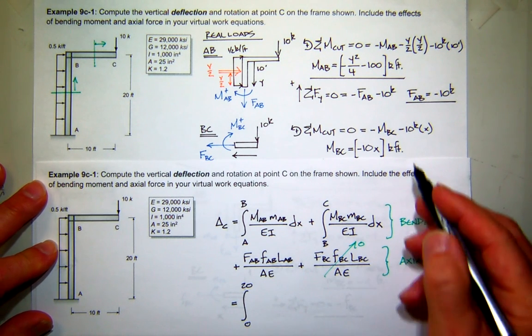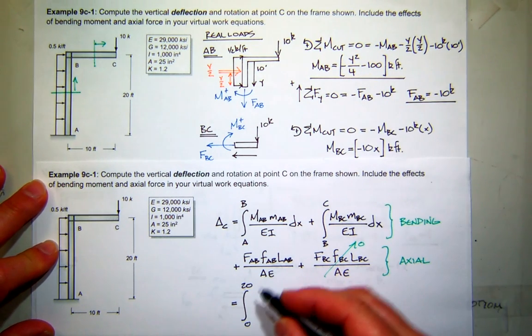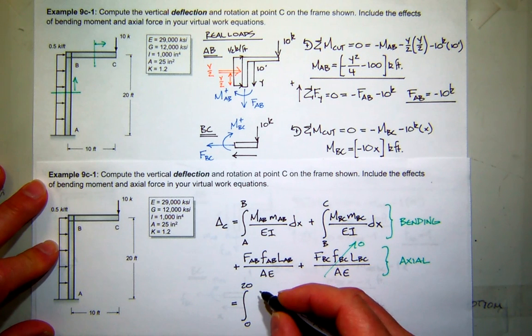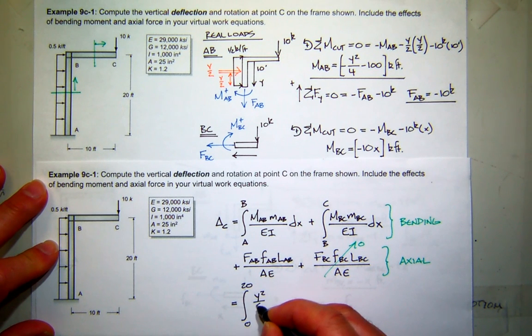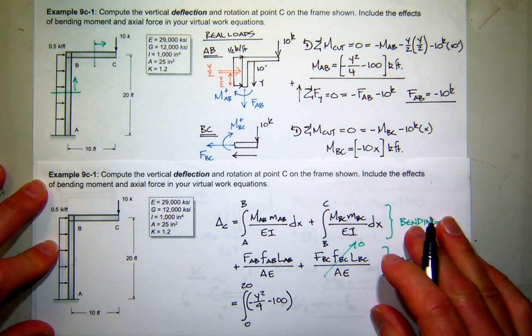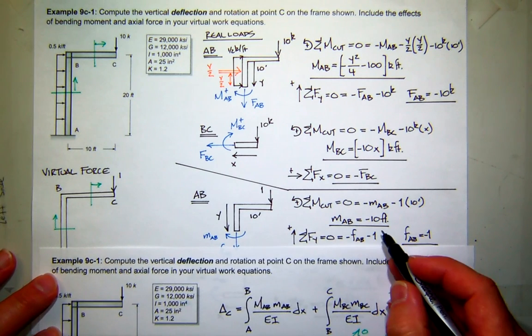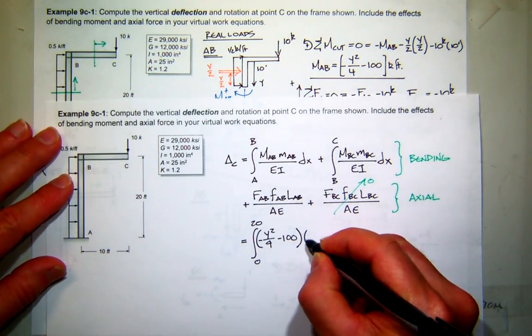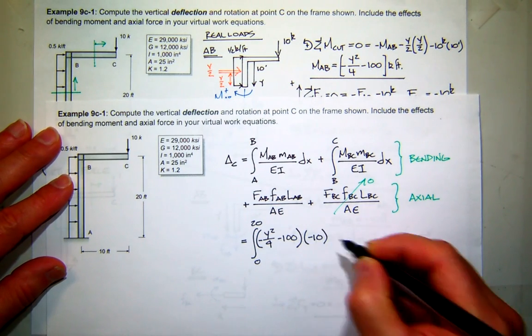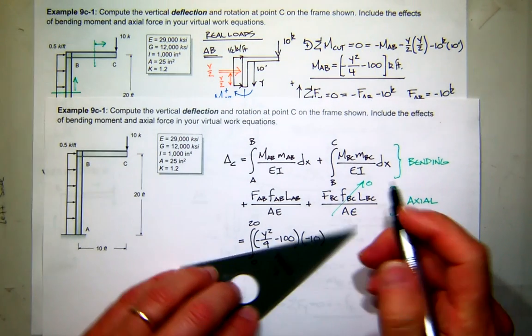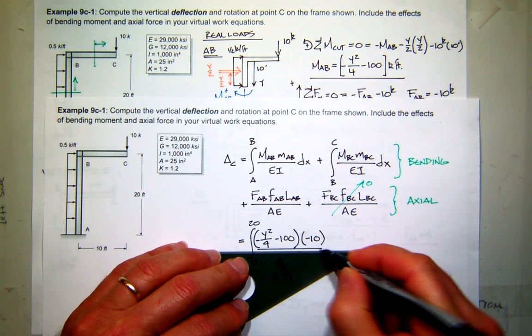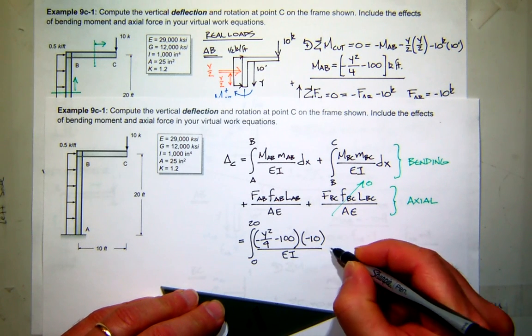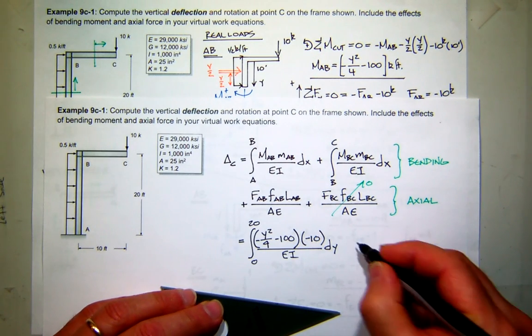The real moment is this, right? So that would be y squared over 4 minus 100. So that's my real moment. What's the virtual moment? Minus 10. And of course that would be divided by EI, and I would integrate that in the y direction.